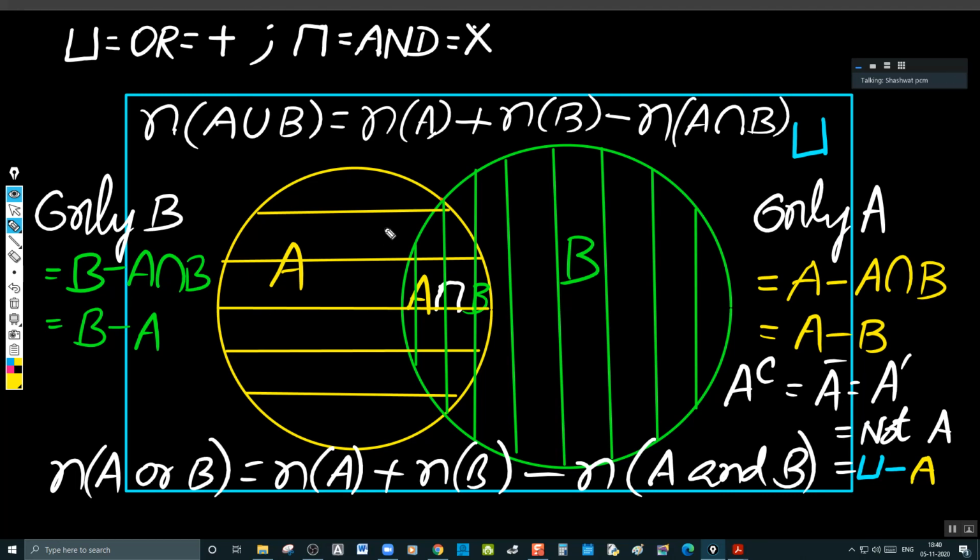Do you understand this? Yes, sir. Om Nayak, is he there in the class? Do you understand? Sir, here, not A means we are subtracting that common part also, no, sir? Yes, yes.